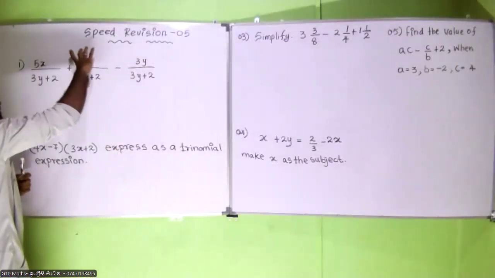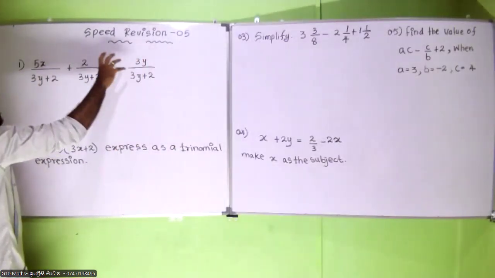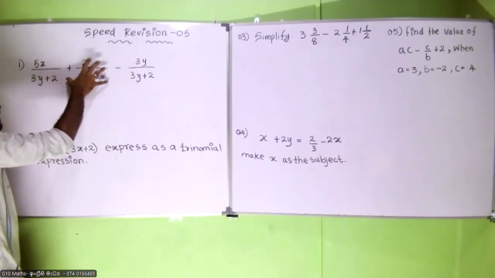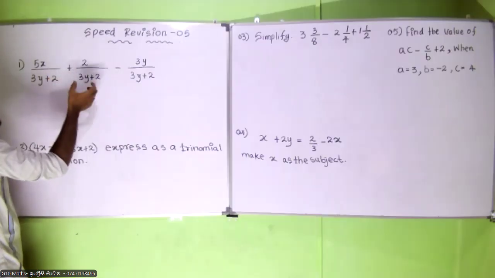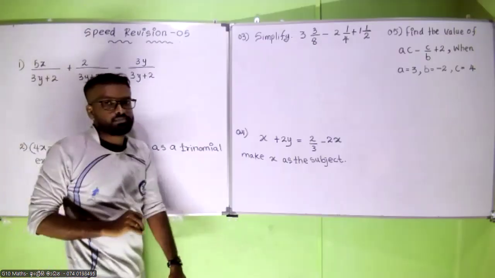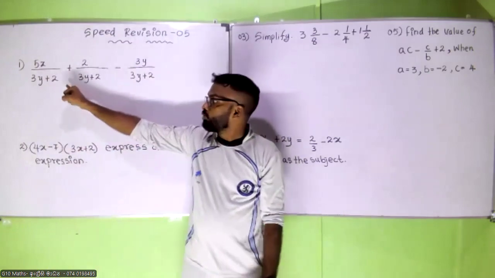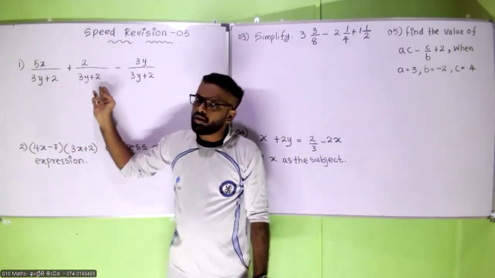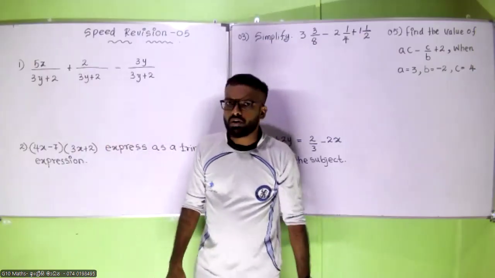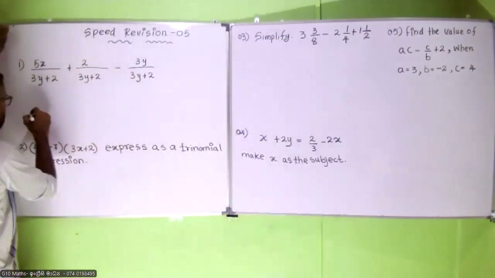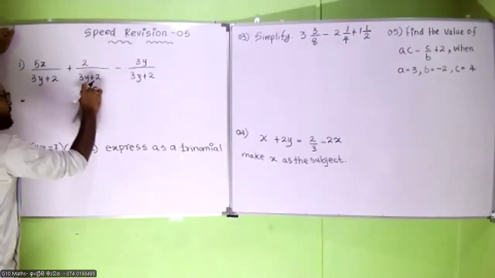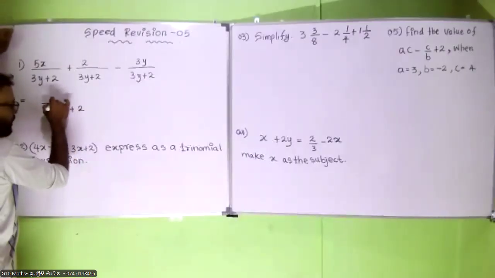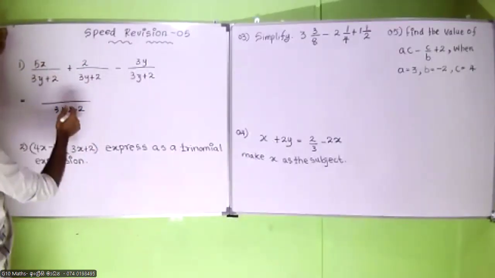So this is a fraction. Normally when you are adding or subtracting fractions, you need to consider only one thing: you need to make sure that you have equal denominators. By looking at this, all the denominators are equal, so nothing to worry about. The common denominator is 3y plus 2. You can directly write down the answer by looking at this.